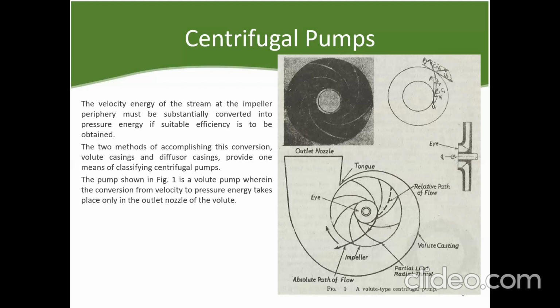The two methods of accomplishing this conversion, volute casing and diffuser casing, provide one means of classifying centrifugal pump. So the pump shown in figure 1 is a volute pump wherein the conversion from velocity to pressure energy takes place only in the outlet nozzle of the volute dito. So dito nag-expand siya, so yung velocity bumabagal, so nagiging pressure.